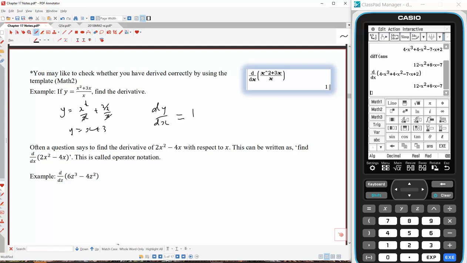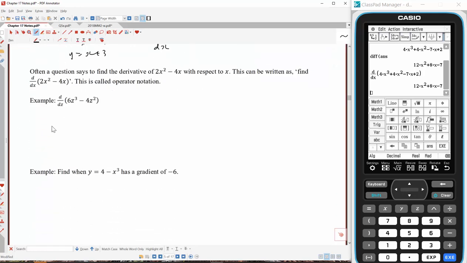The final type of notation, girls, is called operator notation, and it's my least preferred method, and I don't see it that often, but we do need to cover it just in case it's something that comes up. So often a question says to find the derivative of that with respect to x. This can be written as find d dx of this expression.